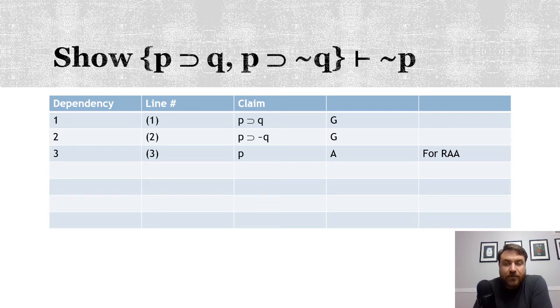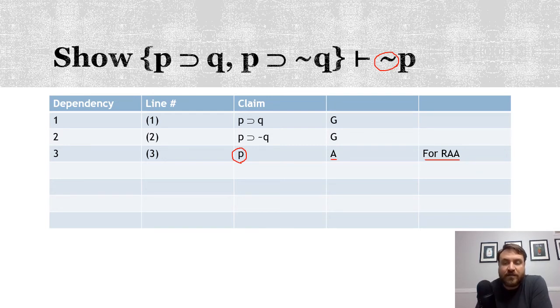Our next step, of course, is an assumption, and we're going to note that we assumed it for RAA. That's the purpose. So we know we're looking for a contradiction now. You should be looking at the proof and thinking to yourself, gee whiz, how could I get a contradiction? Because remember, the reason we're assuming P here is that the thing we're trying to prove is not P. We're trying to introduce a negation.